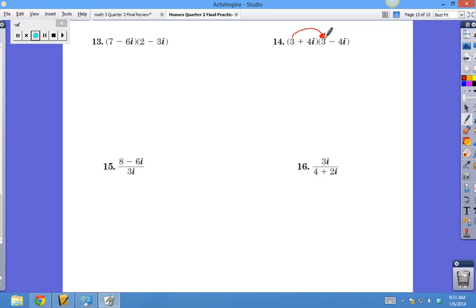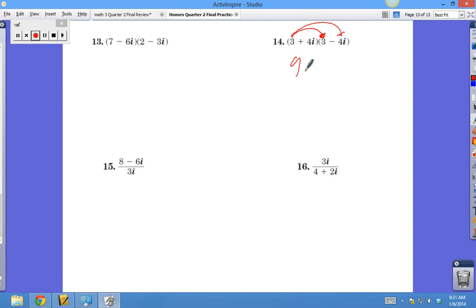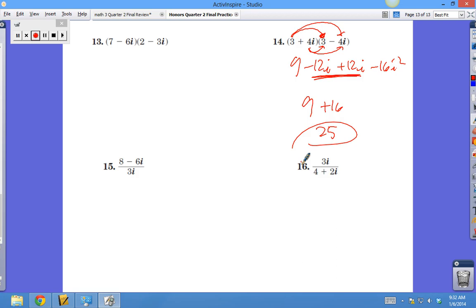3, this is distributed. You multiply just like you would your real numbers. 3 times 3 is 9. 3 times negative 4i is negative 12i. 4i times 3 is plus 12i. 4i times negative 4i is a negative 16i squared. Combine these like terms, that's 0, so you got 9. I squared is negative 1. Negative 1 times negative 16 is a positive 16. Your answer is 25.